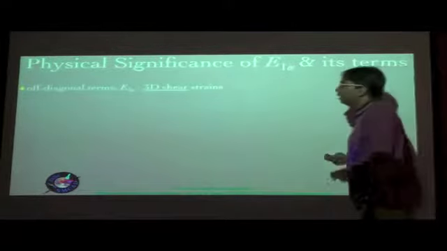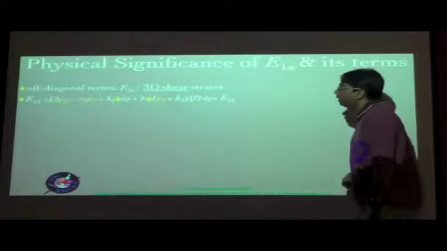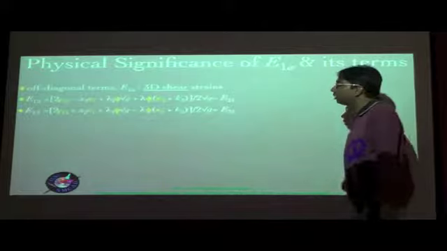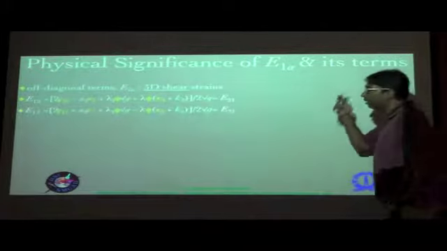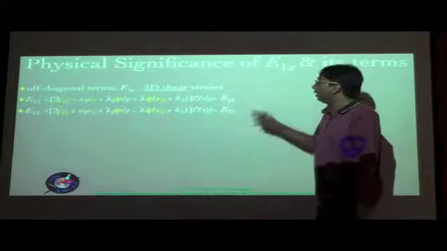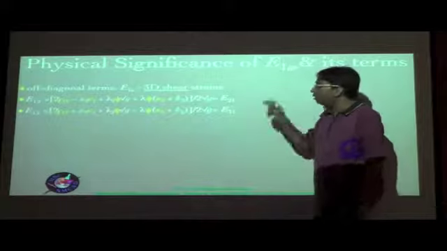So the off-diagonal terms E1 alpha are nothing but the three-dimensional shear strains, or the leading contributors to the three-dimensional shear strains. And let's look at those two expressions for E12 and E13. Very similar, just interchange of 2 and 3 and appropriate signs is what makes them different from each other. Otherwise, physical contributions are all the same. So let's look at both of them simultaneously.